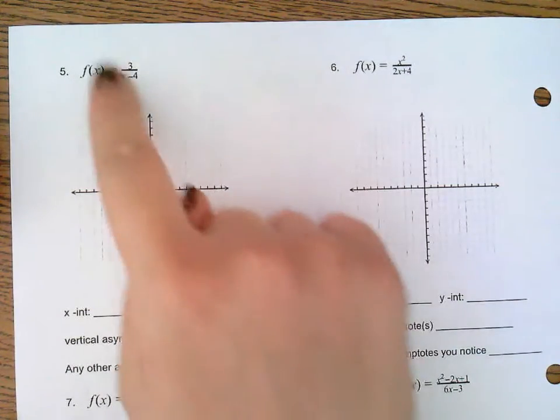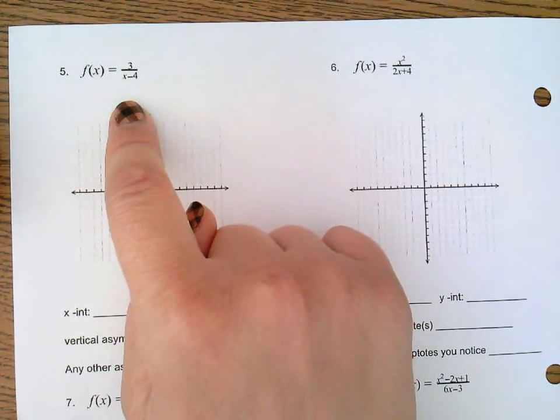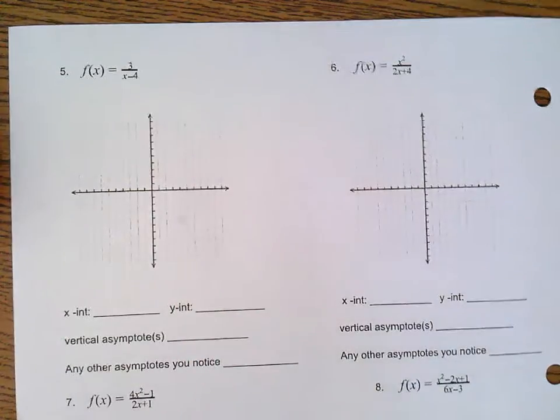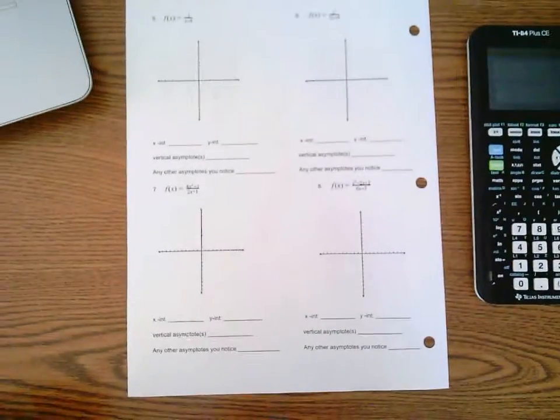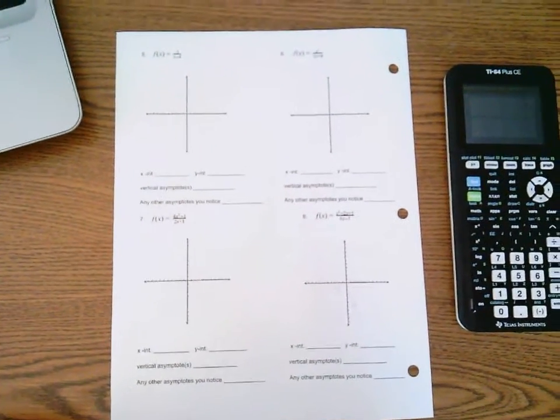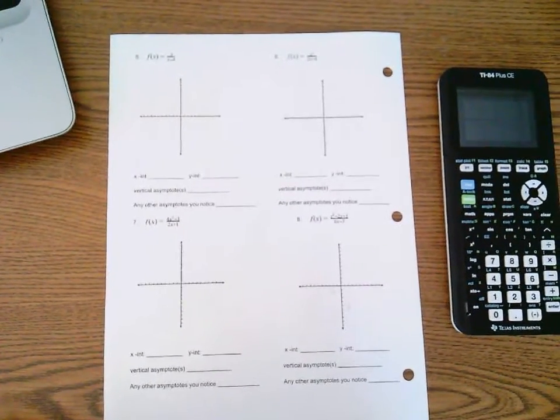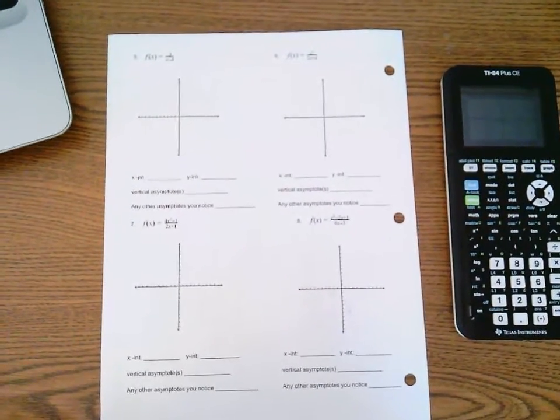Maybe even look at the equation if you're not sure the exact answer, and see what you can come up with. And then you are going to submit the back page of this through Google Classroom. So you only need a picture of 5 through 8 to put on Google Classroom.